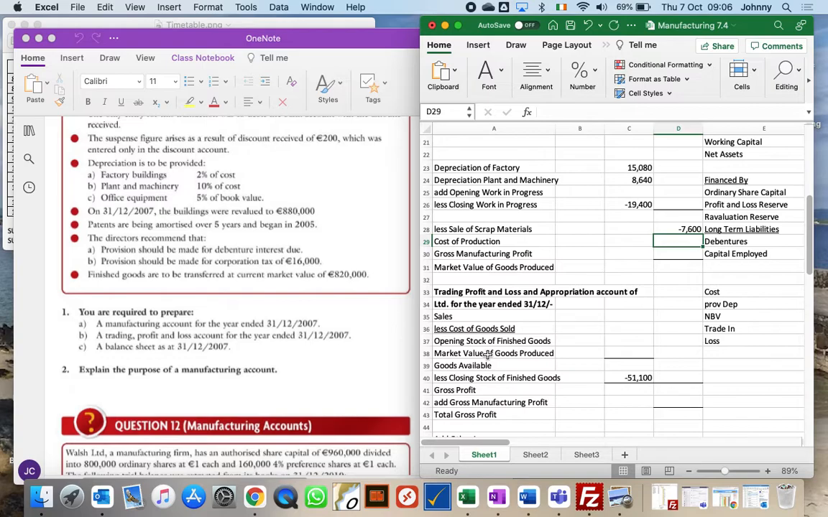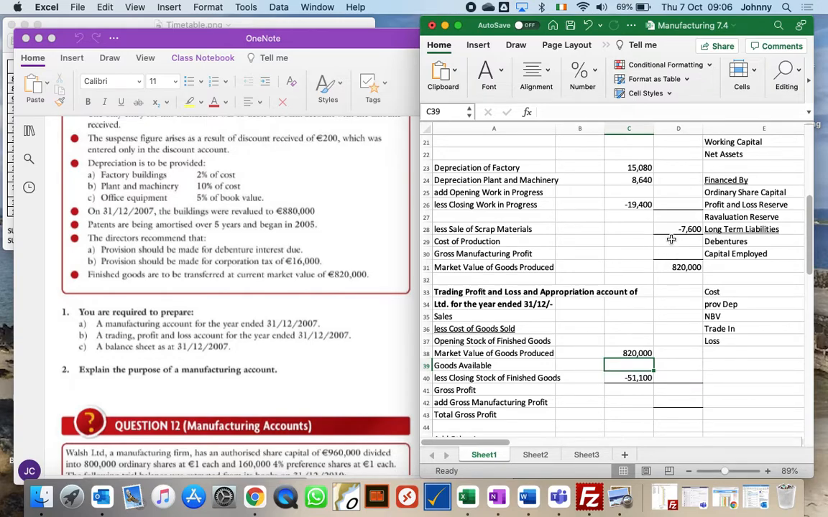But in this question, it doesn't happen in every question, they've told you the finished goods transferred at a market value of 820. So that means the market value of the goods we've produced are 820. Now, that 820 is then going to go in here. If it turns out that our cost of production is less than 820, and usually it will be less than this, then it means we made a profit when we produced the goods. As in, we made the goods for cheaper than we could have bought them for. Okay?